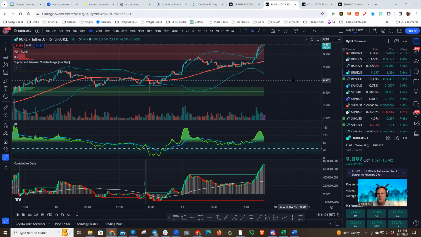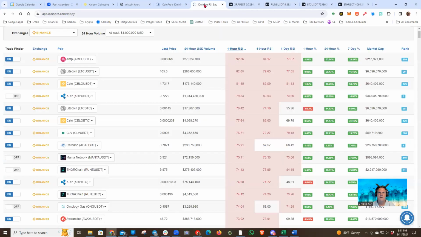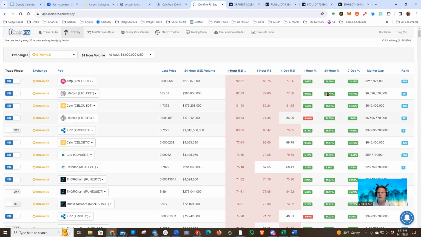Okay, any questions on Rune? I got time for one more. I will see if anybody wants me to look at something specific. Okay, if not, then I will look at the Buddy coin crawler.